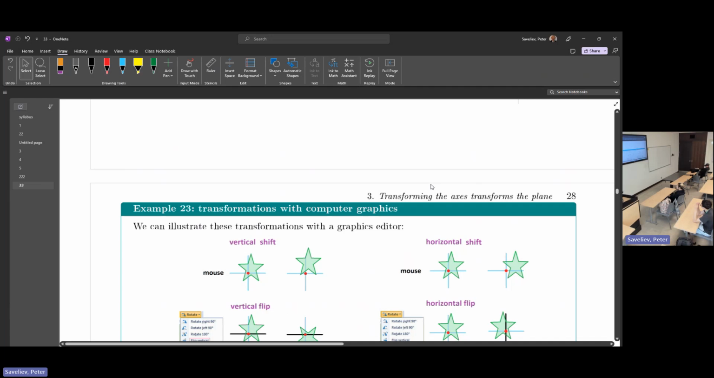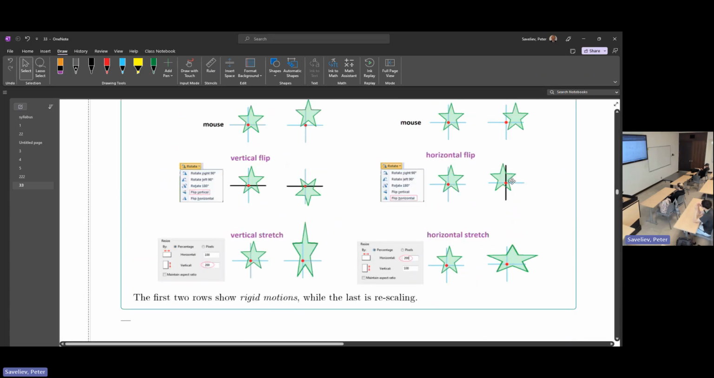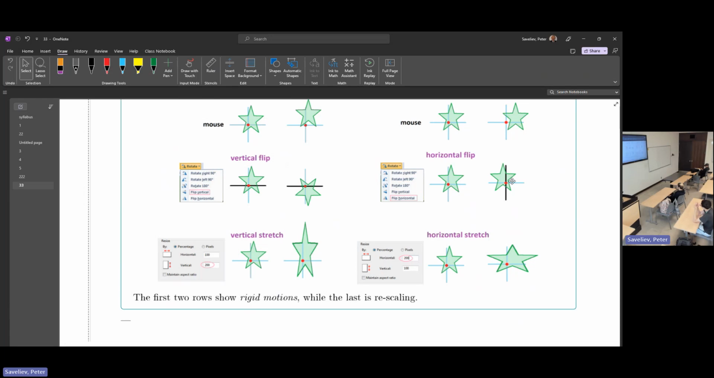That's especially easy to see if you go to Microsoft Paint. A vertical shift, executed literally: you just grab that window and move it to the side. All these transformations actually have special buttons there. So for the vertical flip, what's the language that they use? Flip vertical, right? Flip vertical. That's in the drop-down menu. Flip vertical, flip horizontal, rotate 180 degrees. And this is a vertical stretch. So as you can see, it is.